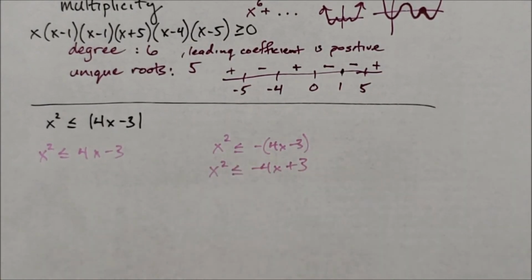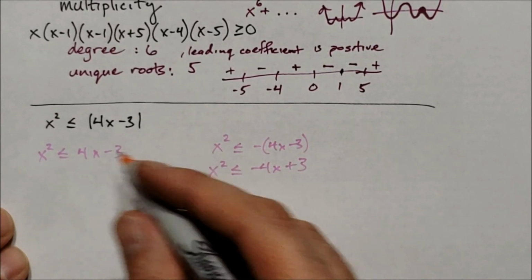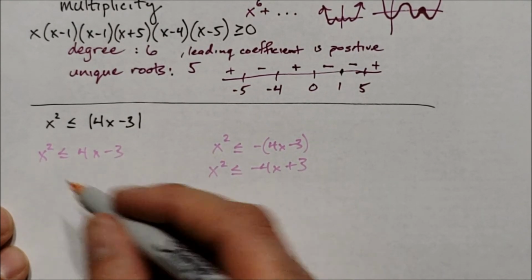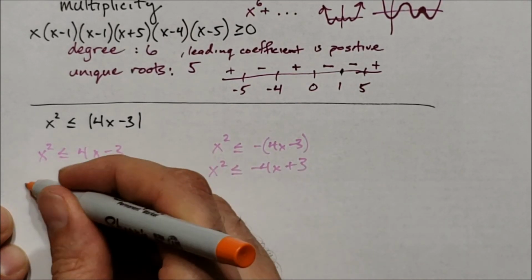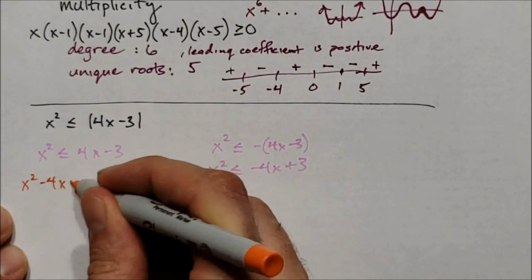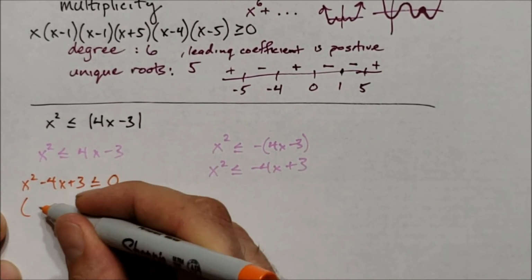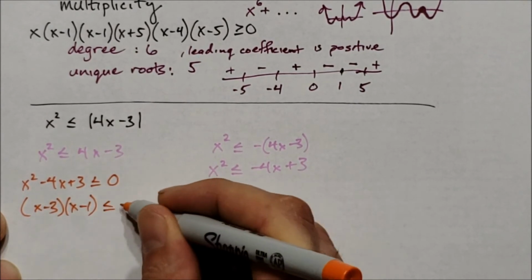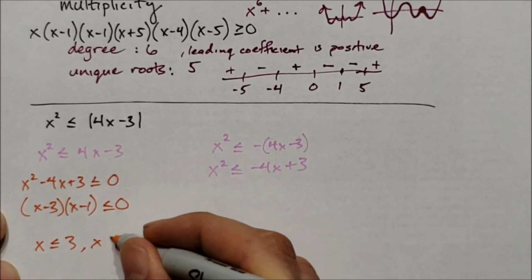We're going to solve each one of these as is our norm. All right, solving these. Let's get everything to one side and set it equal to 0 on both of those, and then we can factor it. Long story short, we have x squared minus 4x plus 3 less than or equal to 0. This does factor into x minus 3 and x minus 1 greater than or equal to 0. So we have x is less than or equal to 3, x is less than or equal to 1.